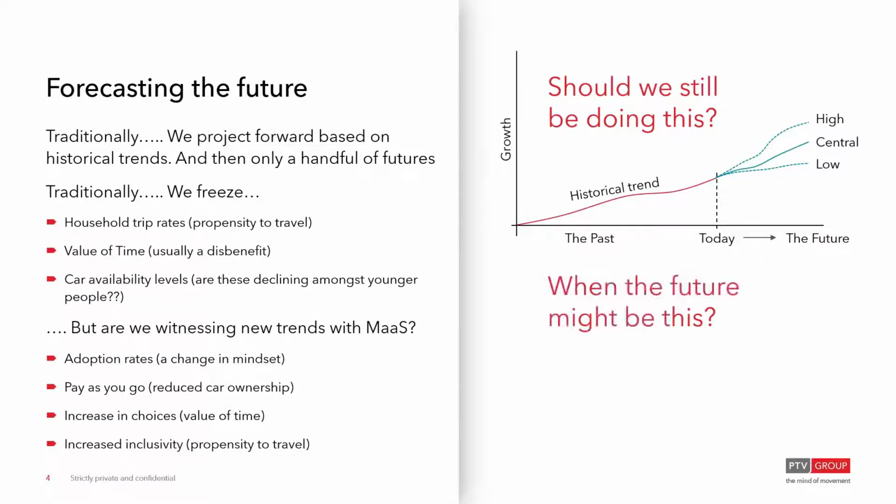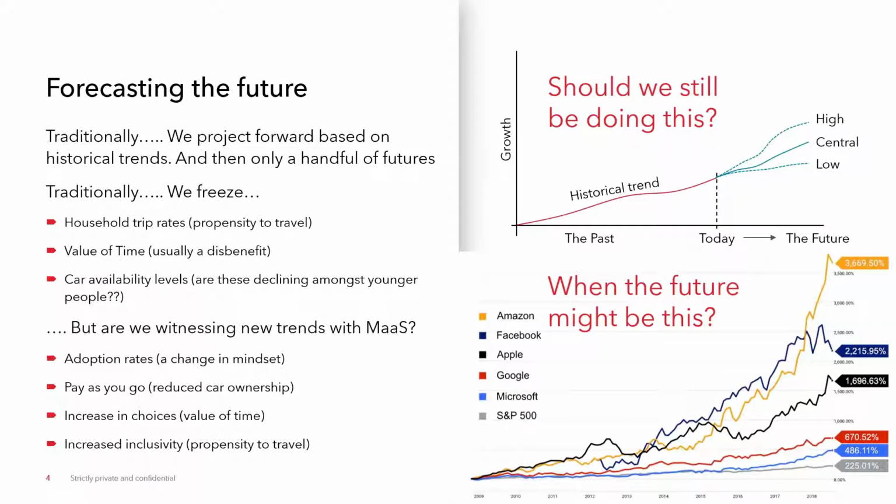So I'm asking that question to the industry in general. Should we still be doing this when the future might be this? So this is a graph here. It's showing some big technology companies that we all know, and you'll see at the bottom the S&P 500. I'm assuming that's a kind of stock market. It's following a growth, a trend growth. It's pretty linear over the last 10 years.